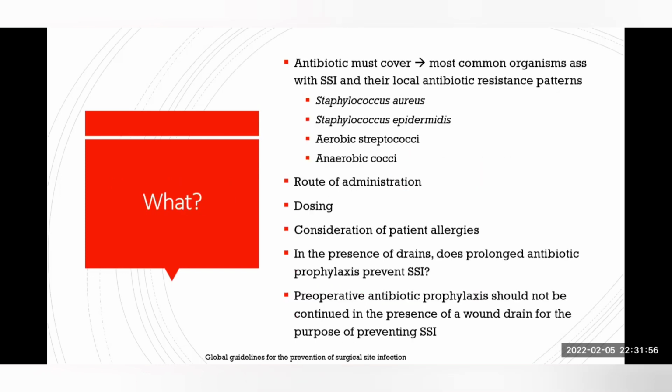So what antibiotic should I give? Your antibiotic cover should include the most common organisms associated with surgical site infections, depending upon your local antibiotic resistance pattern, like Staphylococcus aureus, Staph epidermidis, aerobic streptococci, anaerobic cocci. Basically, these are the more common commensals over the skin which you will be covering. What antibiotic you give depends upon the route of administration, dosing, and you should always consider the patient's allergy.